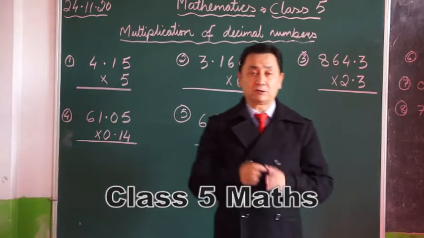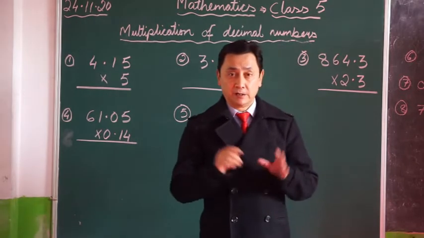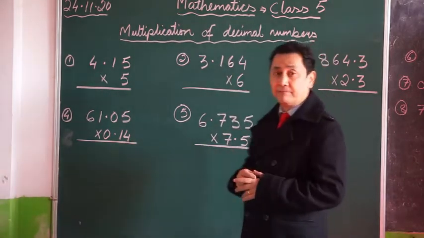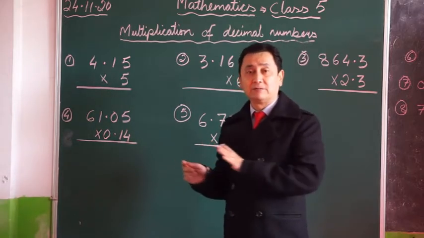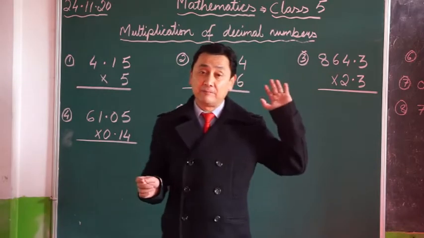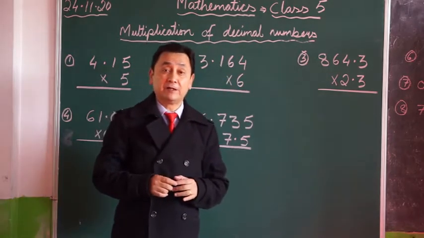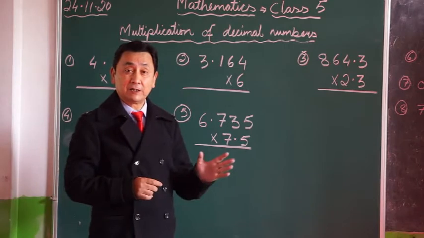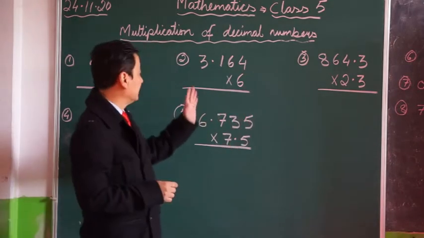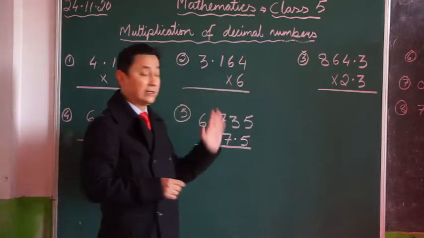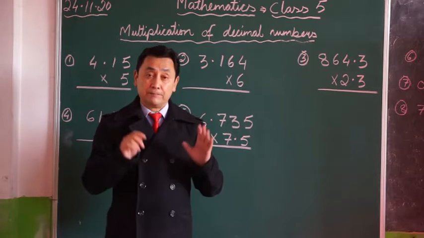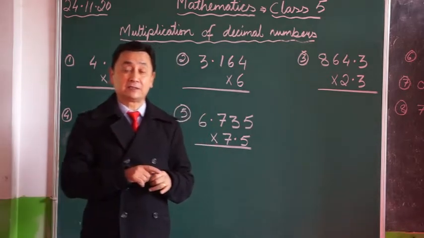So today we are going to start with a new topic. Okay, a new topic, that is multiplication of decimal numbers. Now, all these sums are as we have done before in the beginning of the year when we did addition, subtraction, multiplication, in the same way. But now there is a decimal point. Okay, there is no such difference. There are a few steps that are different, but everything is the same.